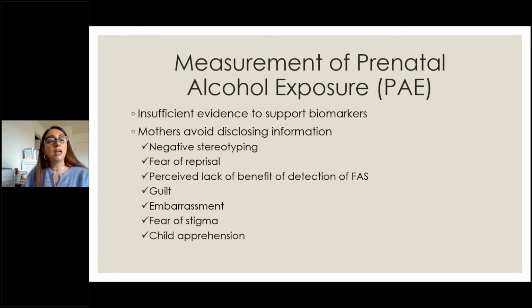Some of the reasons that I found in the literature are negative stereotyping, as we can all imagine. If they report that they're drinking, they fear that they might lose their children because of the drinking. There could, of course, be fear of reprisal. There would be a perceived lack of benefit of detection of FAS. This is something I've also come across clinically, that I've heard from a lot of providers, stakeholders and organizations, as to, well, the impact has been done.